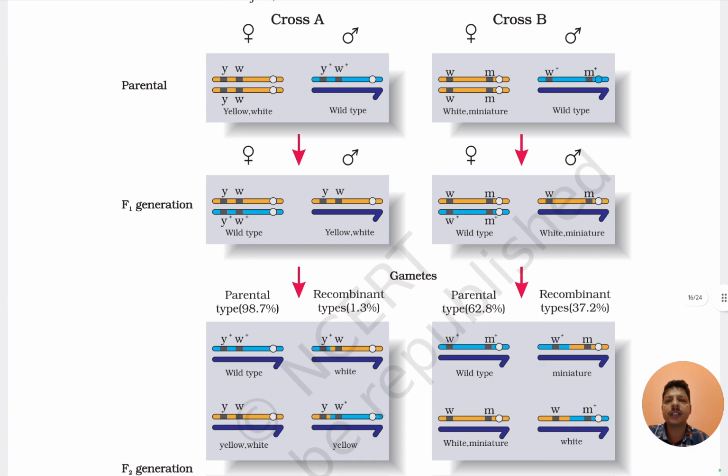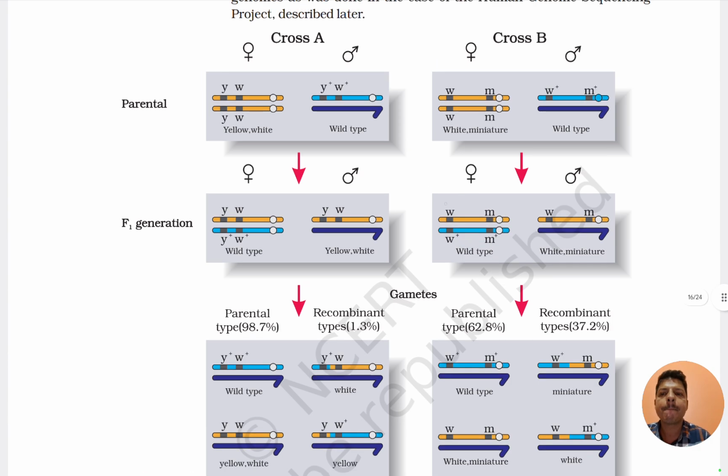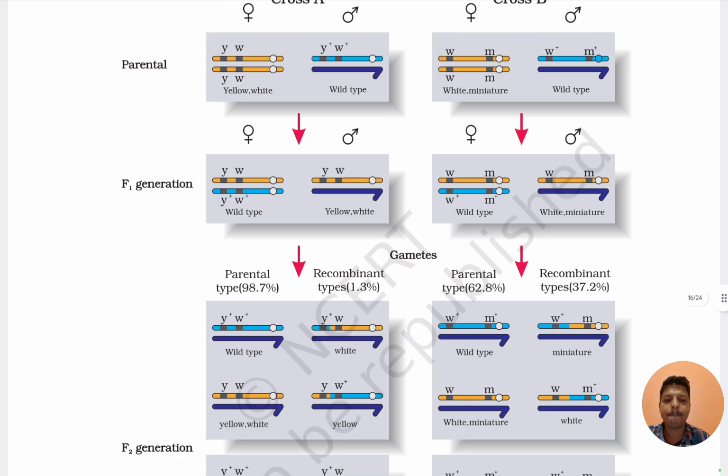Here again is cross A, as you can see, and with these crosses you can find that in cross A the genes are near, and in cross B they are far away. Though they are near, the recombinant type will be very low, and for the far away genes the recombinant type will be very high.